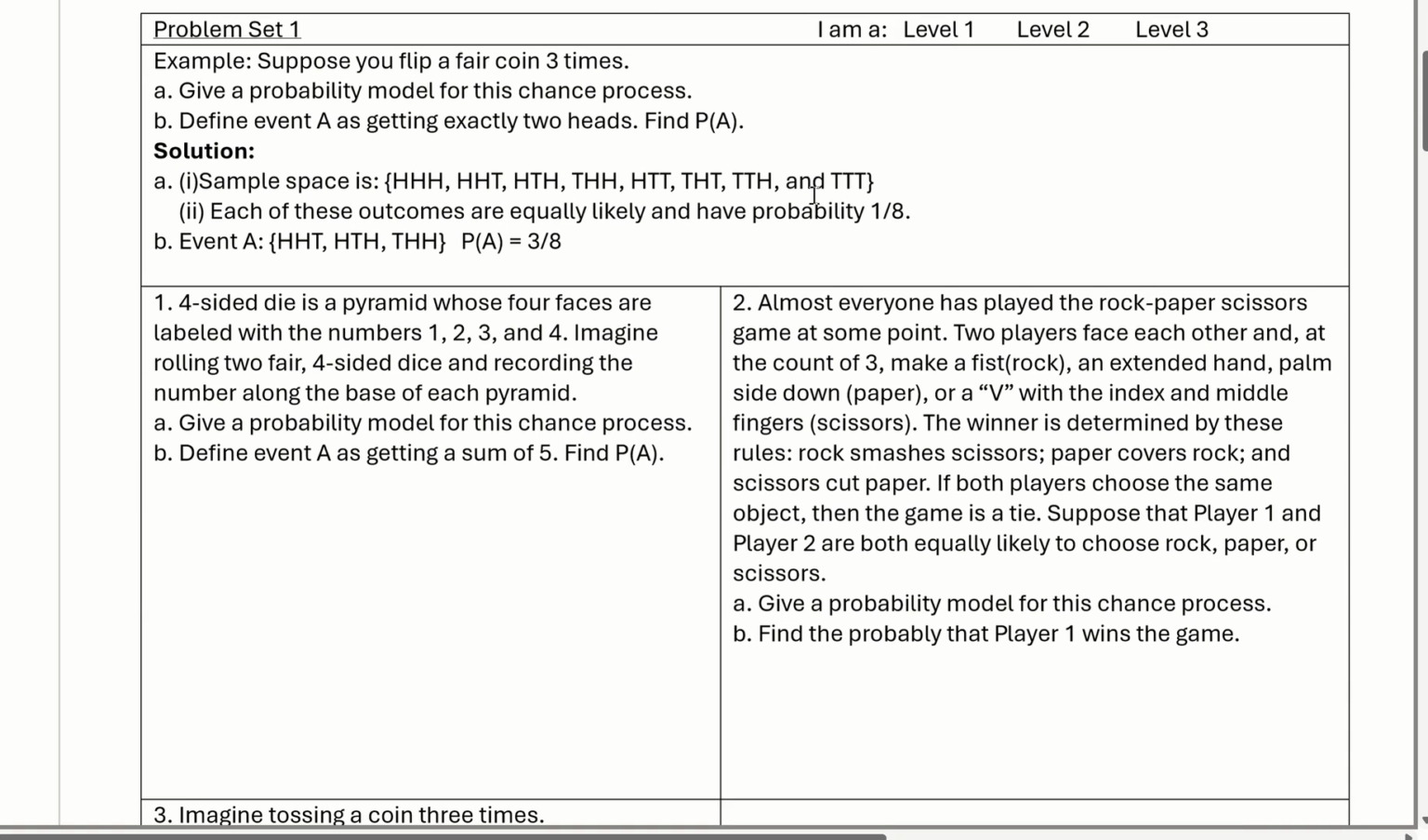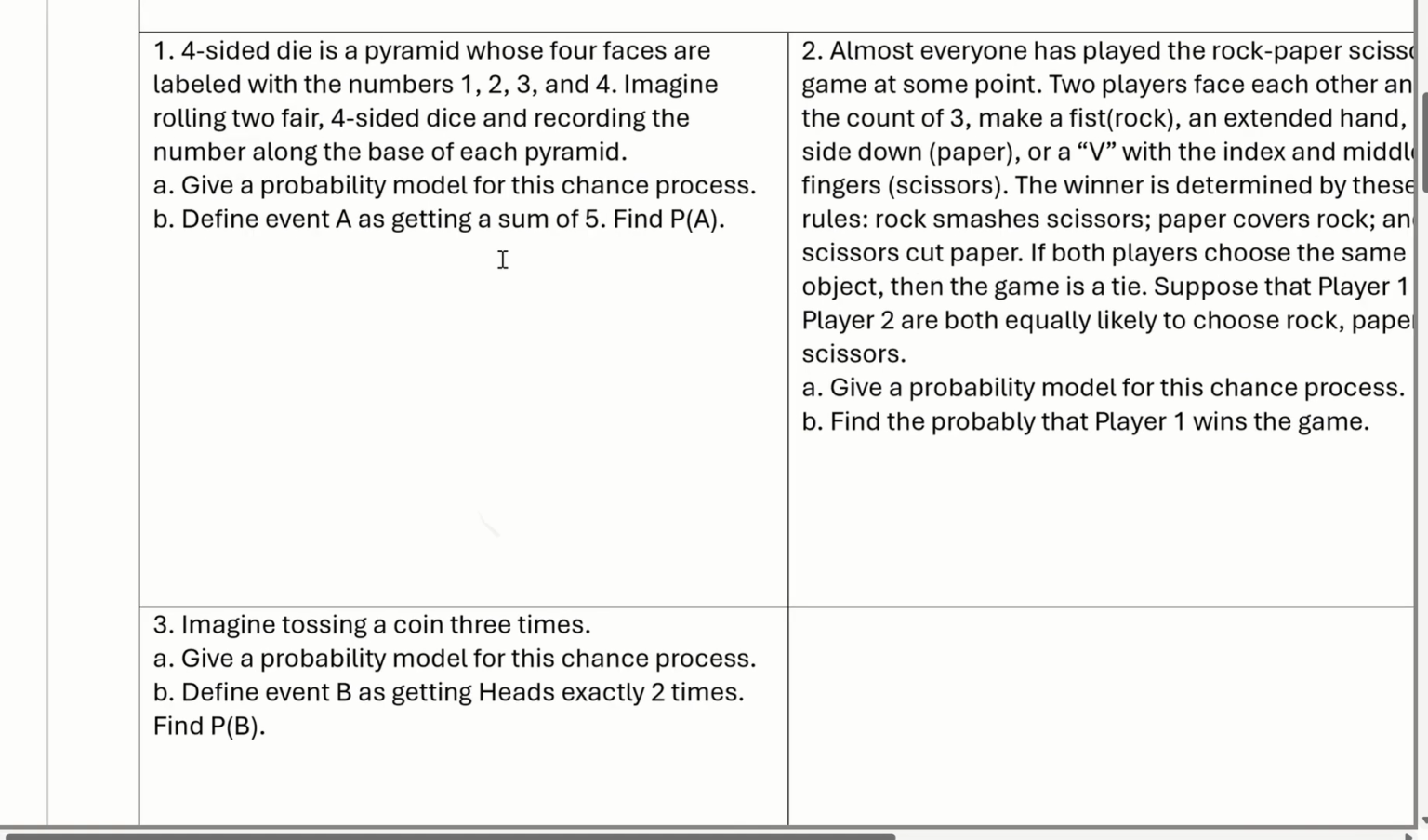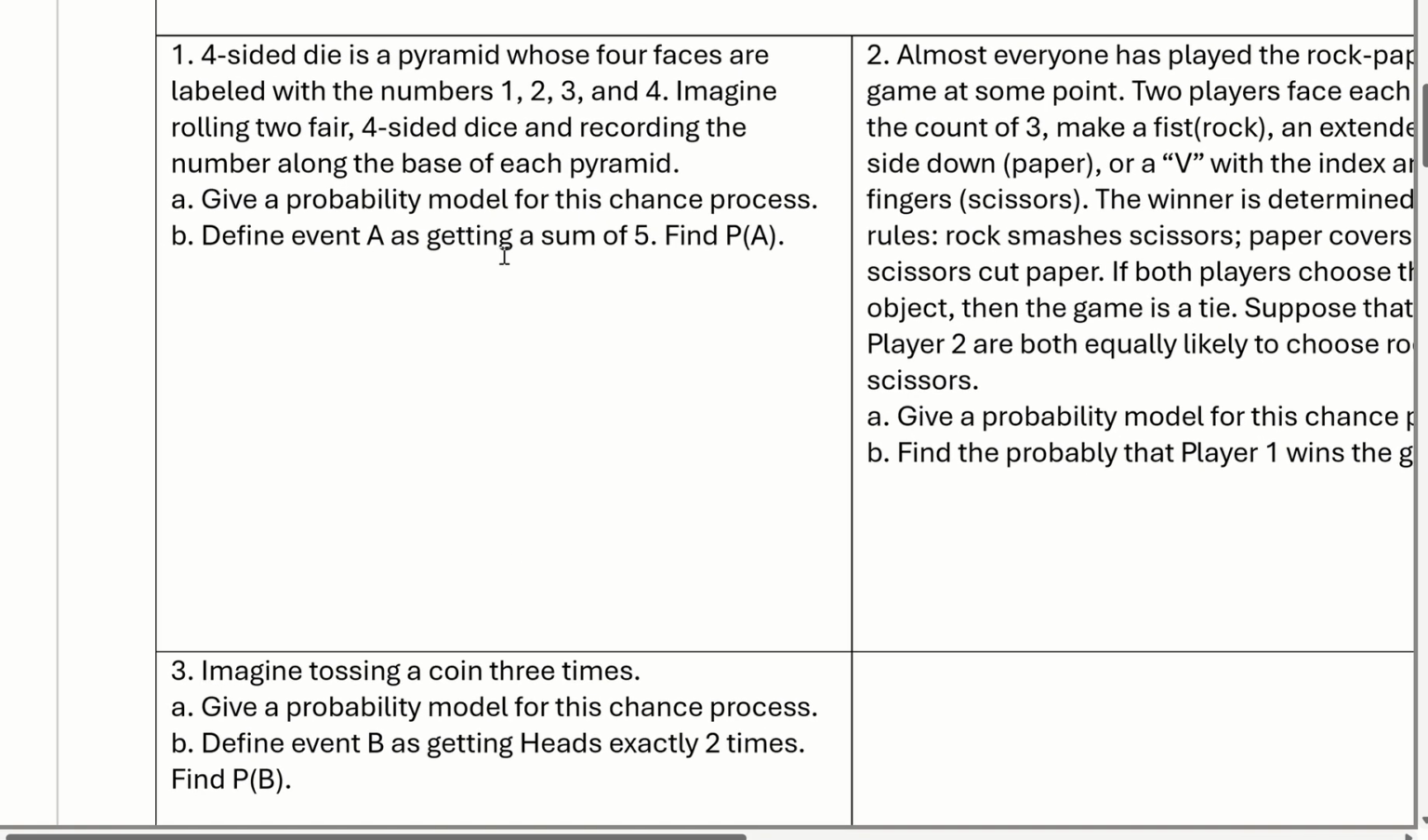So let's go ahead and get started. So we got the problem set 1. Problem set number 1 is testing sample space and probability. A four-sided die is a pyramid whose four faces are labeled with the numbers 1, 2, 3, and 4. Imagine rolling two fair four-sided dice and recording the number along the base of each pyramid. Give a probability model for this chance process.